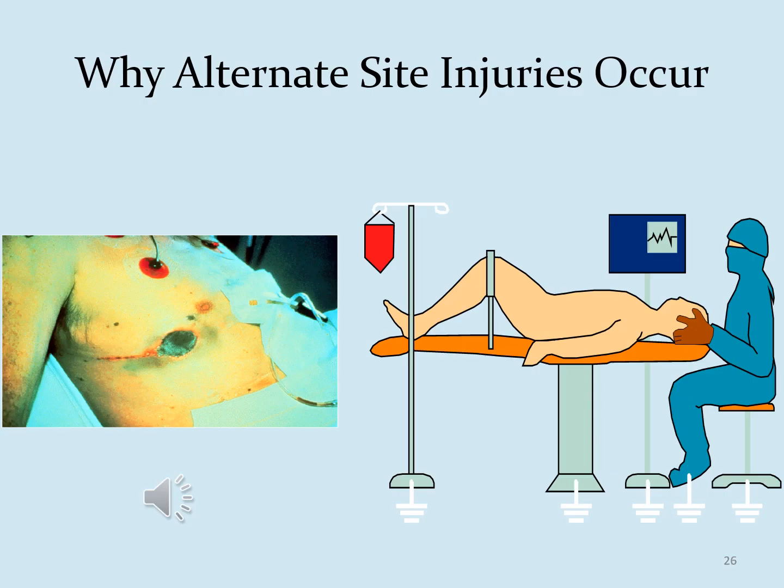Why does alternate site injury occur? Current delivered must return to the generator. Current exit at any conductive object can cause injury. Precaution: the patient should not be in contact with any objects with high conductivity, for example metal.